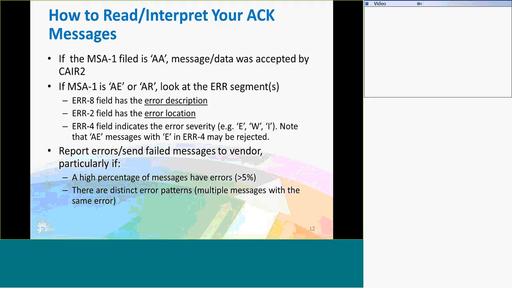So how do you read and interpret your ACK messages? If an ACK message has no error segment, the message was accepted by CAIR2. Ideally, you're seeing an AA, application accept, in the MSA1 field. If the MSA1 is AE, application error, or AR, application reject, look at the error segment. Review the error8 field, which contains the error description. The error2 field tells you the error location, and review the error4 field to determine the error severity. Is it an error, warning, or information?